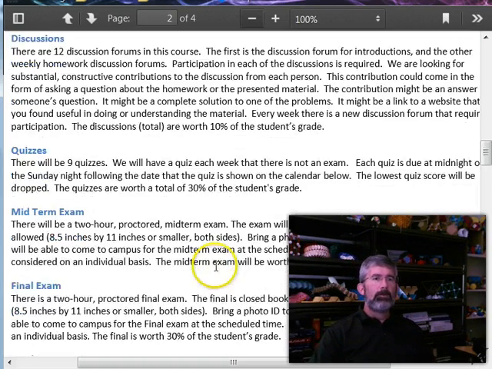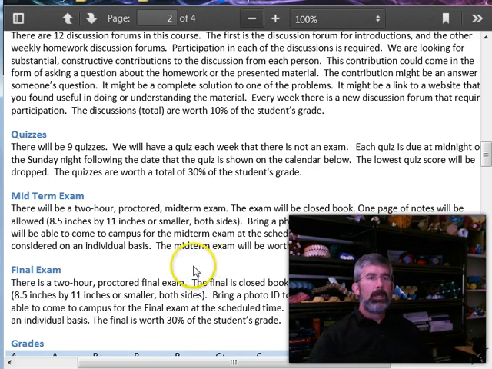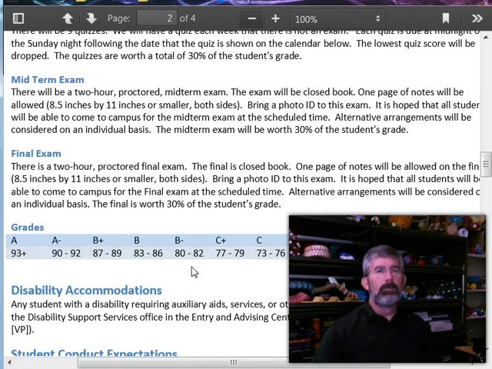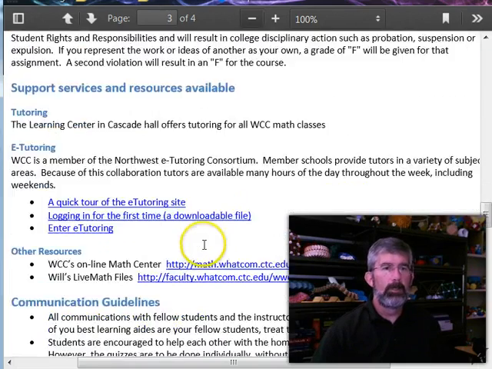Okay. There are 2 exams, the midterm and the final. They're essentially a first half and a second half test. The final is not comprehensive. It's just the second half of the quarter. Each of those will be proctored. I'm going to ask you to come into the campus and take those. The dates, I don't have them here, but they're on the calendar down at the bottom. I'm going to scroll down to the calendar here.